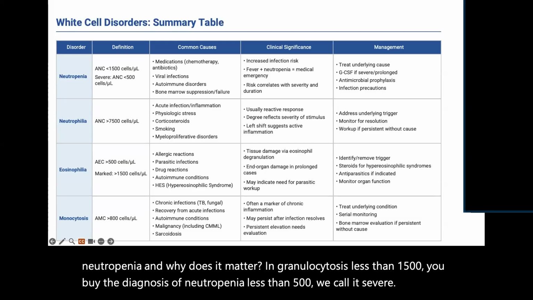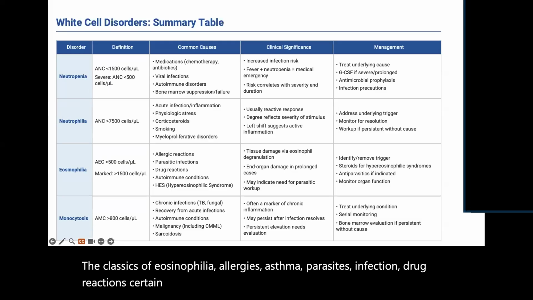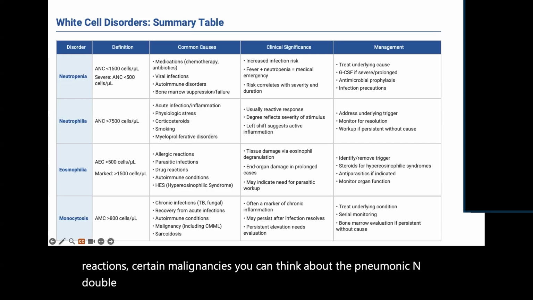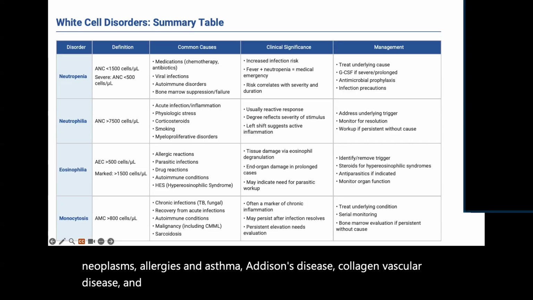The classics of eosinophilia: allergies, asthma, parasites, infection, drug reactions, certain malignancies. You can think about the mnemonic NAACP: neoplasms, allergies and asthma, Addison's disease, collagen vascular disease, and parasites. Okay.